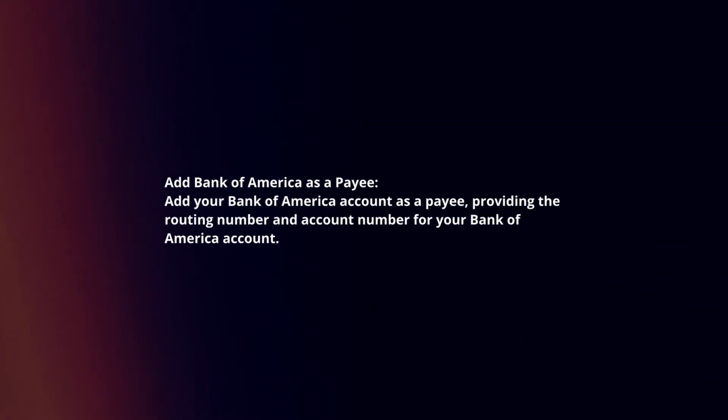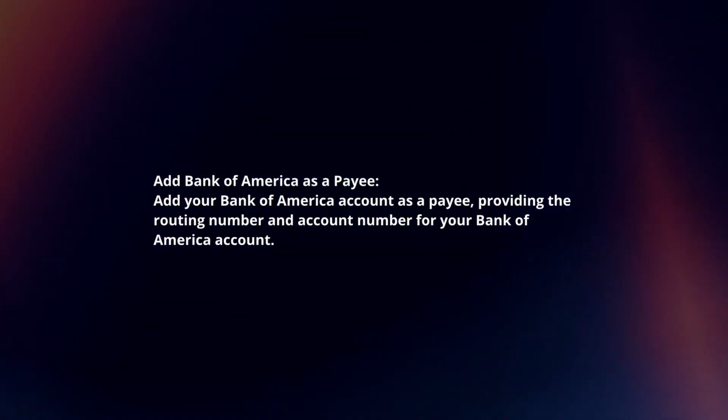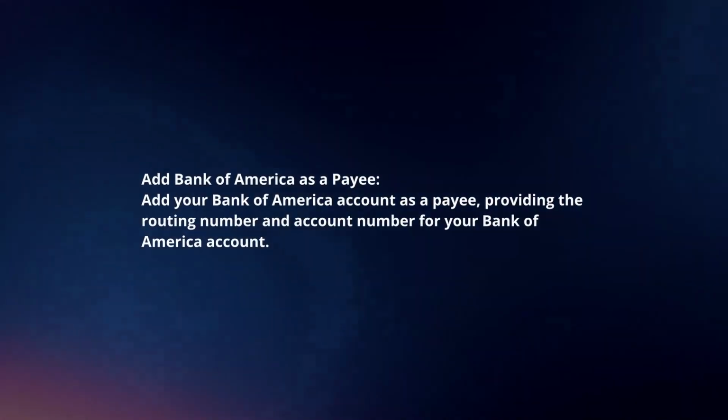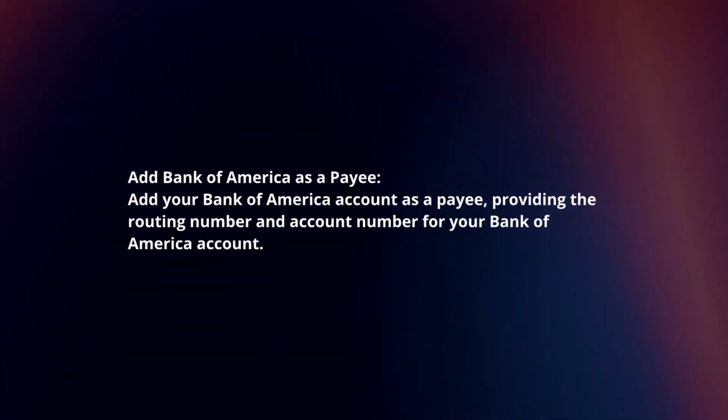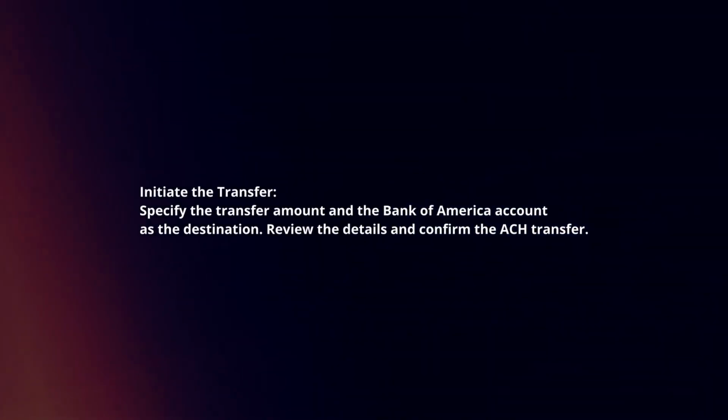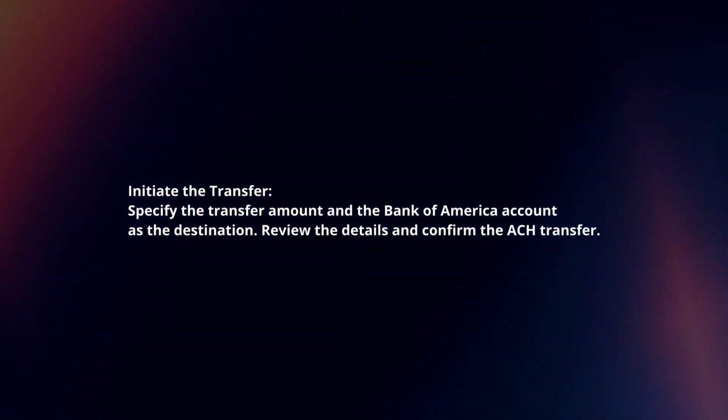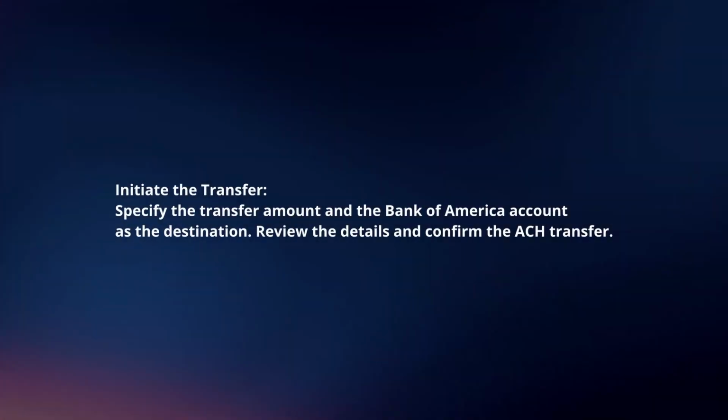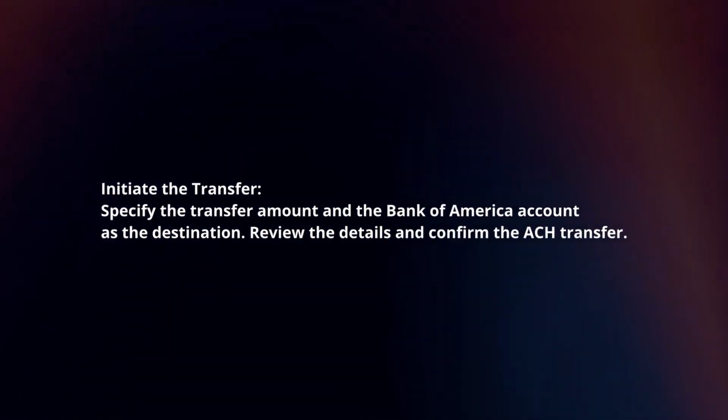Add Bank of America as a payee. Add your Bank of America account as a payee, providing the routing number and account number for your Bank of America account. Initiate the transfer. Specify the transfer amount and the Bank of America account as the destination. Review the details and confirm the ACH transfer.